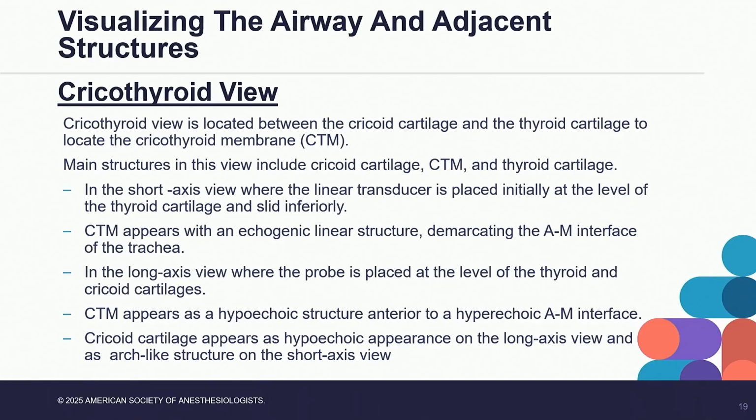In the long axis view, the probe is placed at the level of the thyroid and the cricoid cartilage. The CTM appears as a hypoechoic structure anterior to the hyperechoic air mucosal interface, and the cricoid cartilage appears hypoechoic in the long axis view as an arch-like structure or cuboid structure. And we can see that.